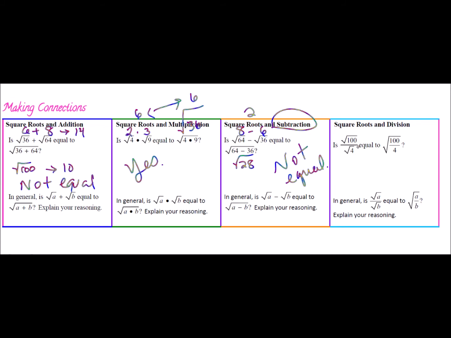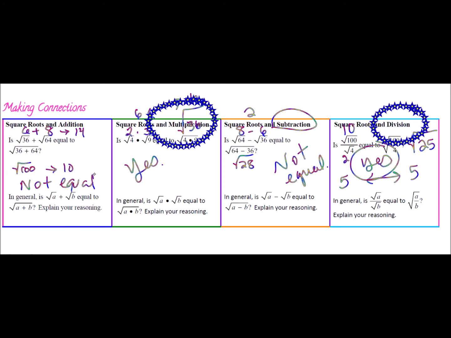And here we have division. So the square root of 100 is 10. The square root of 4 is 2. 10 divided by 2 becomes a 5. Over here, we have the radical and the fraction underneath. 100 divided by 4 is 25. So that's the square root of 25, which is a 5. These are equal, so this one works as well. So this only happens to work when we have division and multiplication.